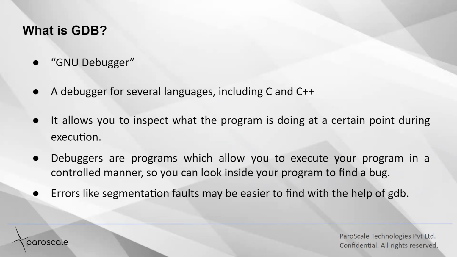It is a debugger for several languages, including C and C++, and it allows you to inspect what the program is doing at a certain point during execution. Debuggers are programs which allow you to execute your program in a controlled manner, so you can look inside your program to find a bug. It is mostly used for errors like segmentation faults. Sometimes you can compile your code successfully, but there is an error like a segmentation fault. It could be easier to find with the help of GDB.